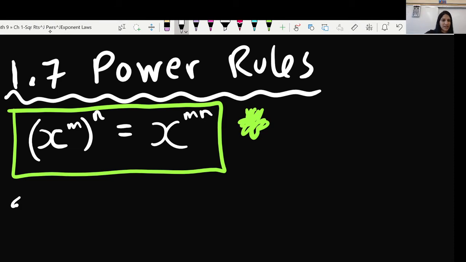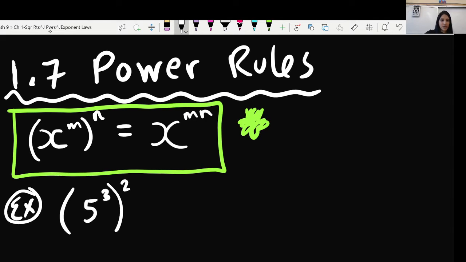So to take a look at an example of what this would look like in action, if we had something like 5 to the power of 3, and then the whole thing was to the power of 2, what this would end up being is when we multiply it together, it would end up giving us an answer of 5 to the power of 6.